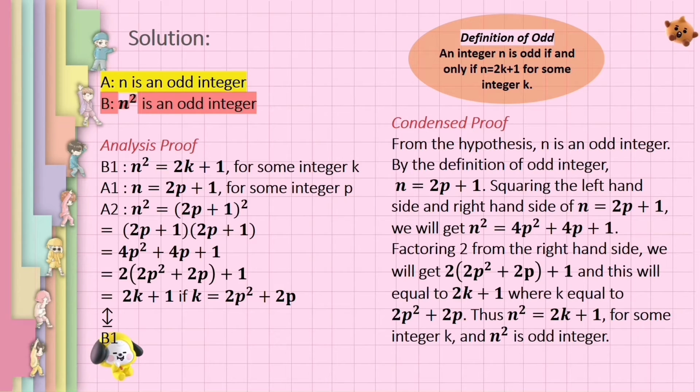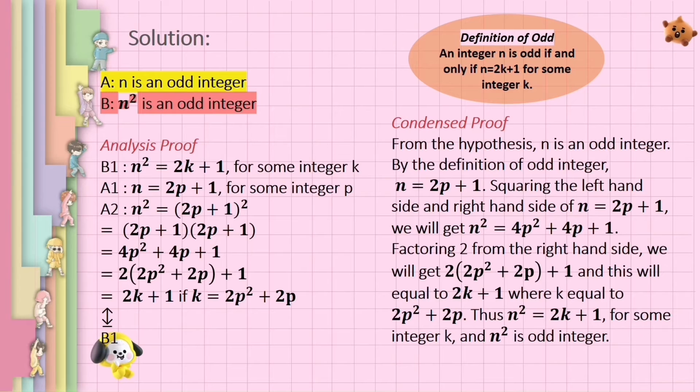So we can write statement B1 as n squared equals 2k plus 1 for some integer k, and A1 is n equals 2p plus 1 for some integer p. We then do the forward process to get statement A2, which is squaring the left-hand side and the right-hand side of n equals 2p plus 1. So we get (2p plus 1) times (2p plus 1), and then lastly we factorize it into 2(2p squared plus 2p) plus 1. If you look at the statement 2k plus 1, with k equal to 2p squared plus 2p, this statement is equivalent to statement B1.